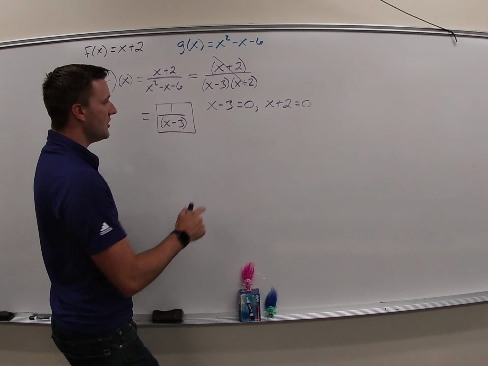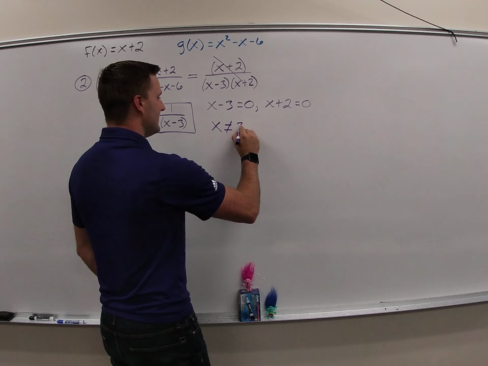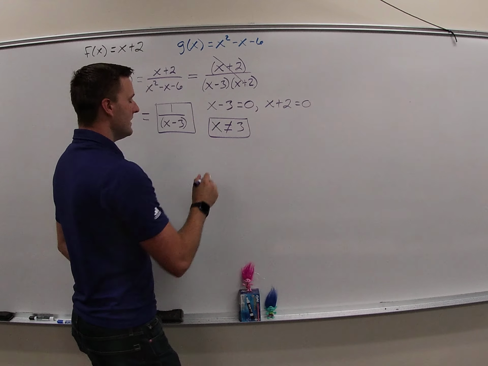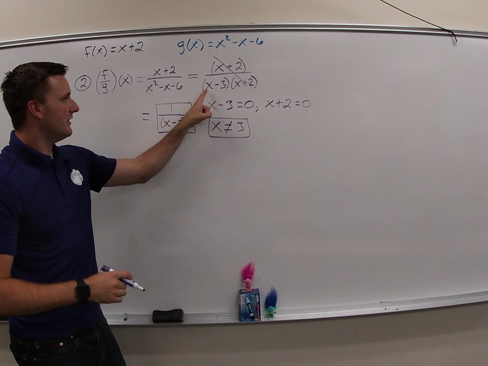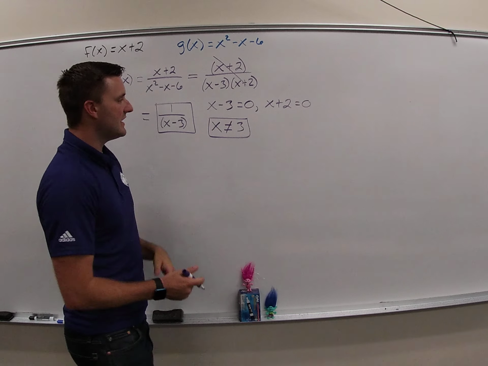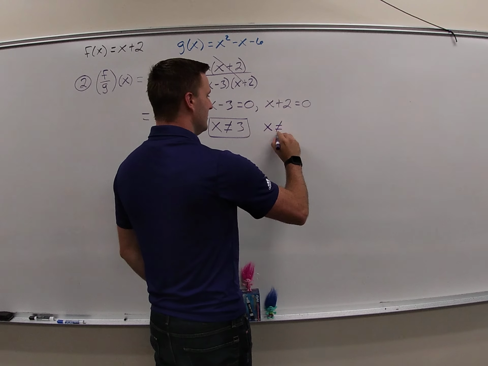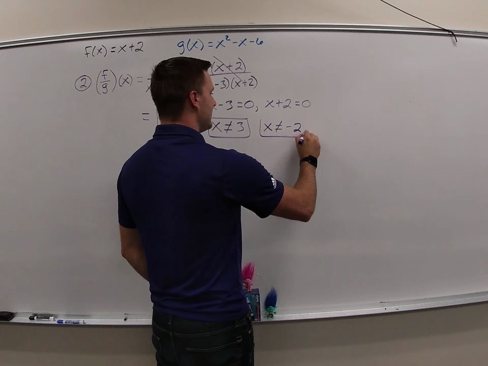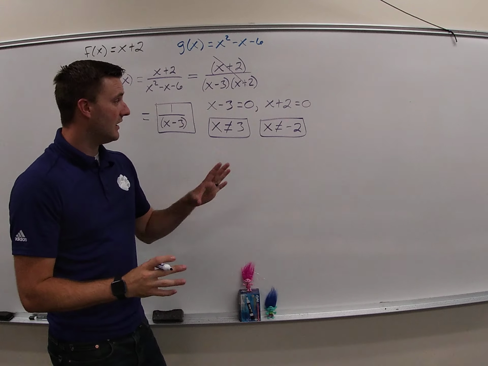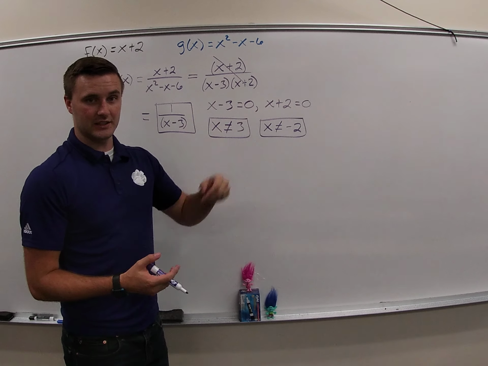Now, from here, when we solve, we're going to add 3 to both sides. So we get that x equals 3, or in our case, x cannot equal 3, because when x equals 3, 3 minus 3 gives me 0, and I can't have a 0 in the denominator. In the same way, after I subtract 2 from both sides, I get that x equals a negative 2, or again, x cannot equal a negative 2, because when I replace this x in the denominator with a negative 2, I would get 0.